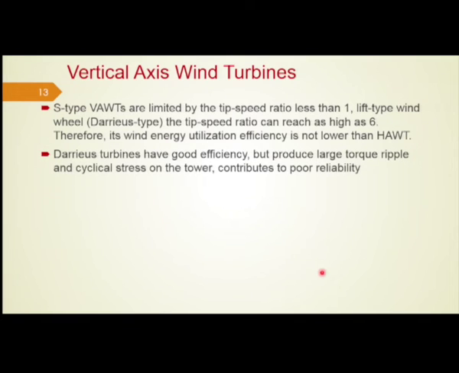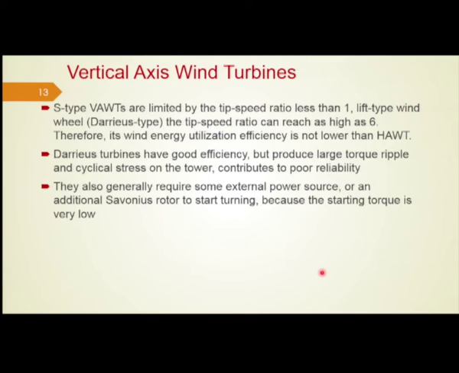The Darrieus turbines have good efficiency, but they produce large torque ripple and cyclical stress on the tower. So, it contributes to poor reliability. The reliability of Darrieus turbines is very low. Another thing is they also require some external power source or an additional Savonius rotor to start turning, because the starting torque of the Darrieus type wind turbine is very low. So we need a starter for the Darrieus type wind turbine.